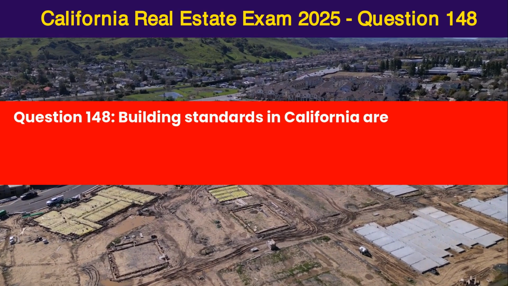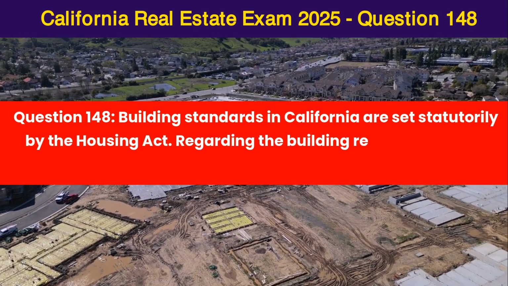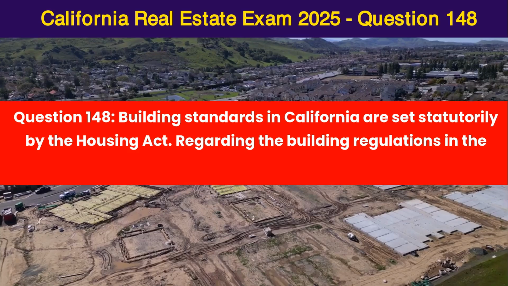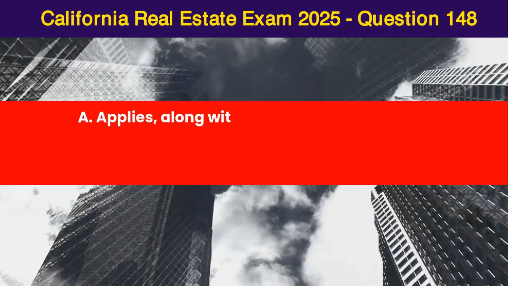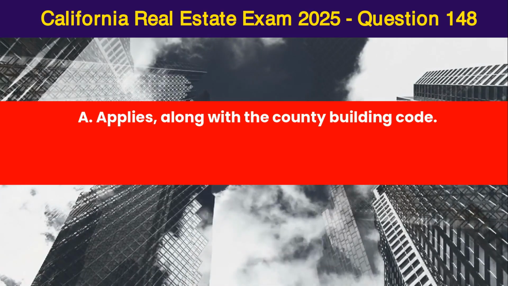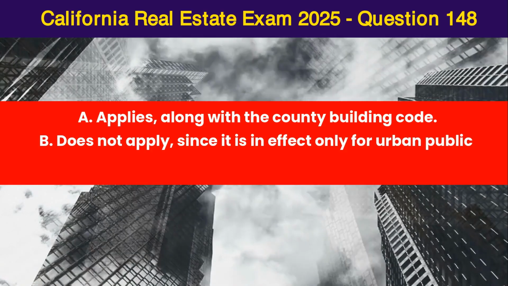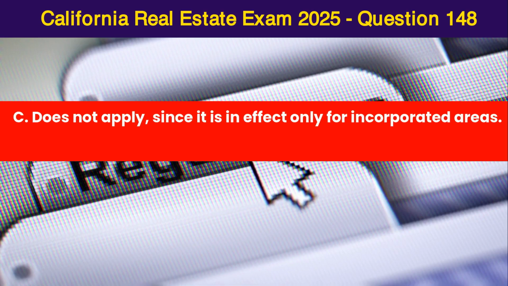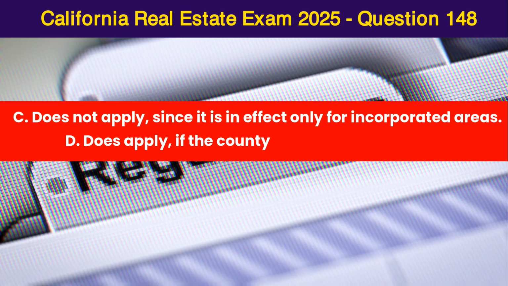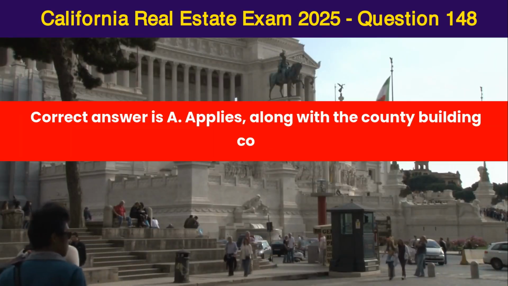Question 148. Building standards in California are set statutorily by the Housing Act. Regarding the building regulations in the state's unincorporated areas, the Housing Act A. applies, along with the County Building Code. B. does not apply, since it is in effect only for urban public housing. C. does not apply, since it is in effect only for incorporated areas. D. does apply if the County Building Code does not. Correct answer is A. applies along with the County Building Code.